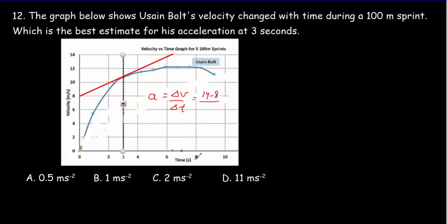This is about 6.4 seconds across here. And our rise here was 14 minus 8, or about 6. So we get an answer there of approximately 6 over 6.4, which is about 1. And so our best answer is B, 1 meter per second squared.